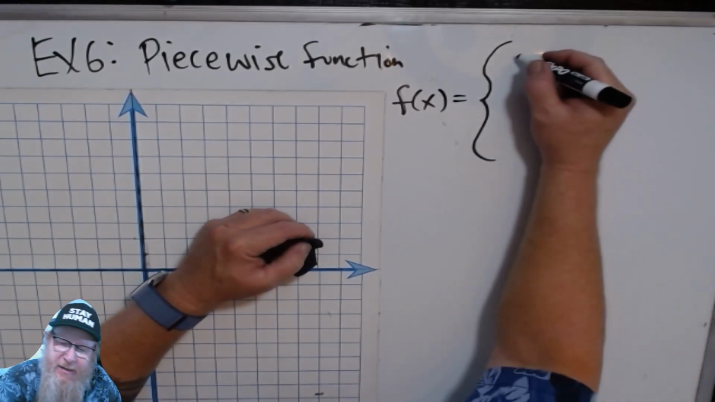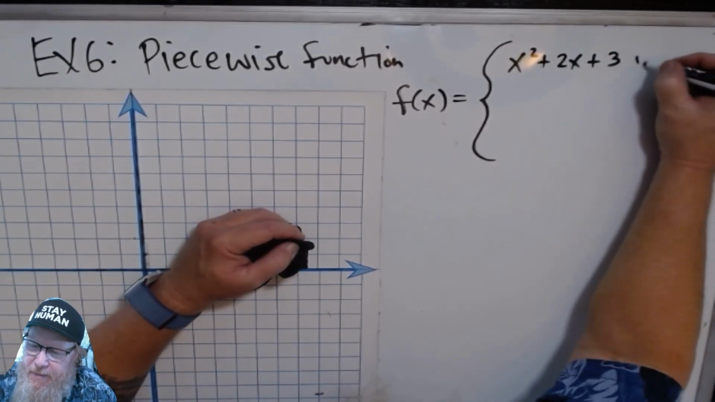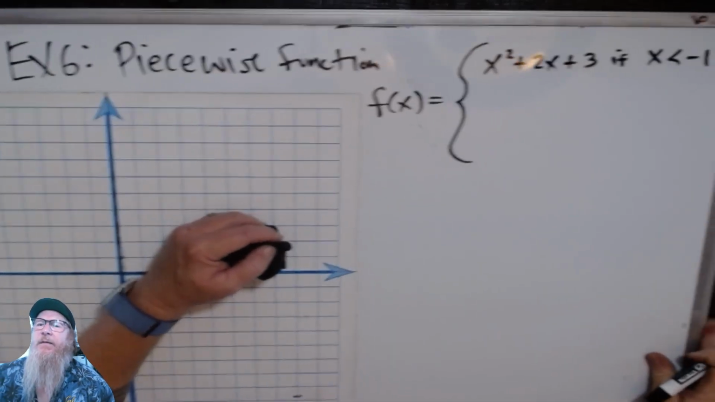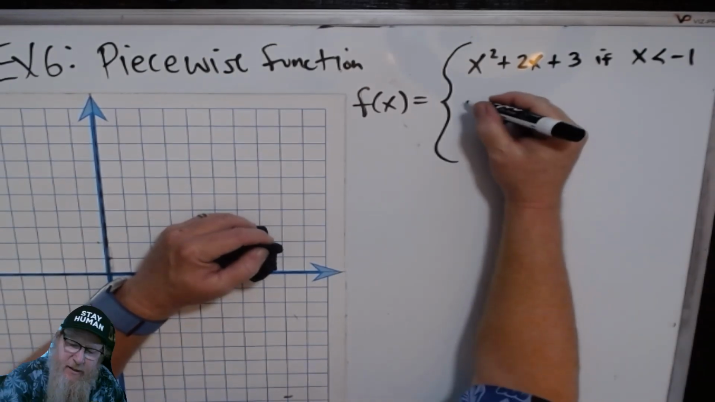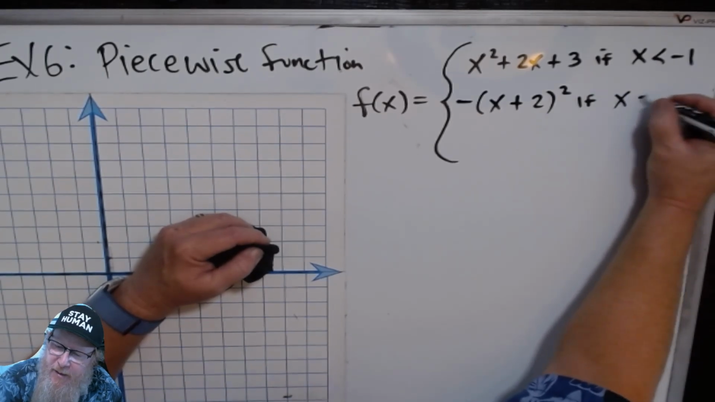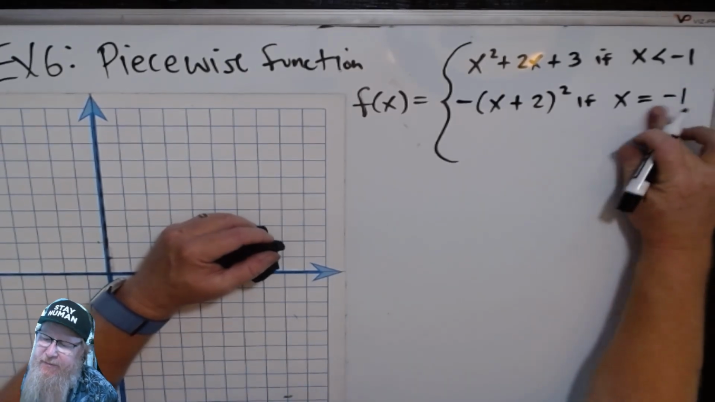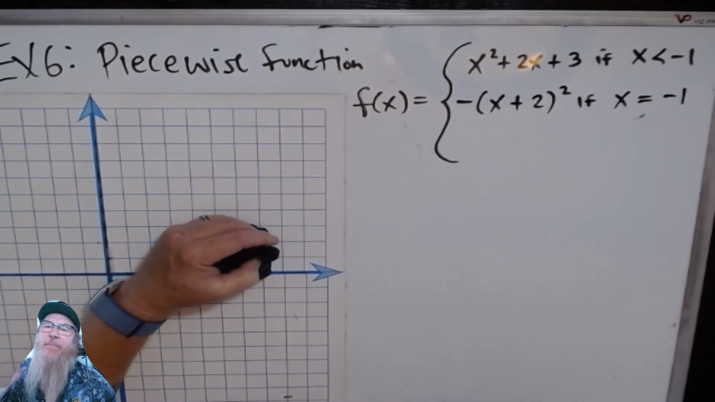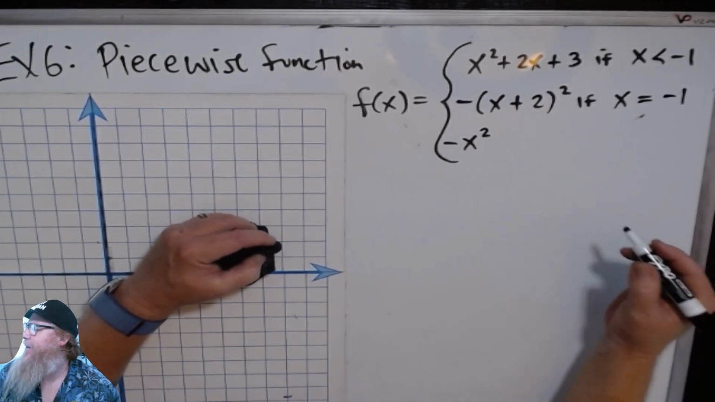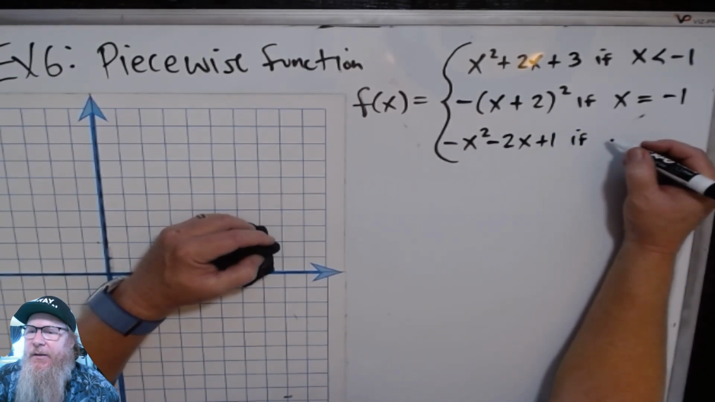So piece one is a parabola. Piece two is another parabola, but it's a very small piece. It's only when x is -1. I'm trying to keep the number of critical values, or the number of cutoff values, down to a minimum. Otherwise, we could be here all day for this one lecture. It's already been an hour.